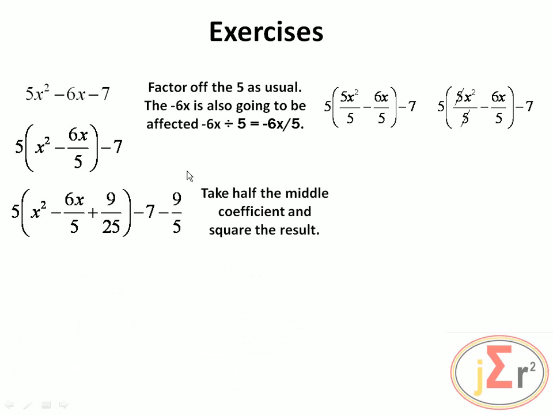Right. So we're going to take half of the middle coefficient and square it. So we're going to take half of this middle coefficient, which is 6 over 5. So let's do that. 6 over 5, take half of it. What do we notice?